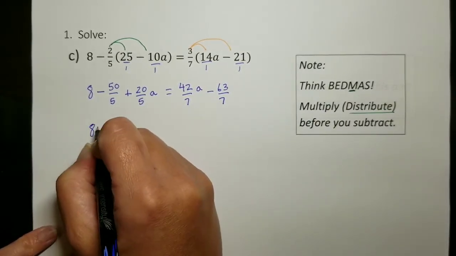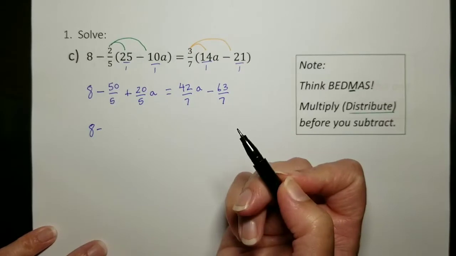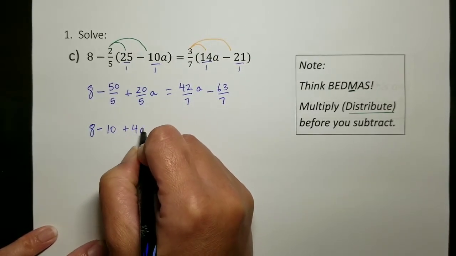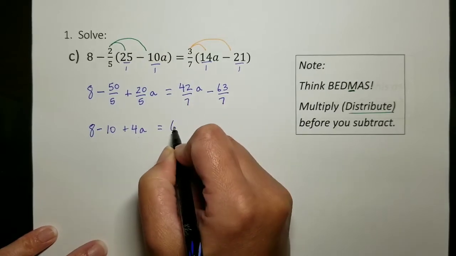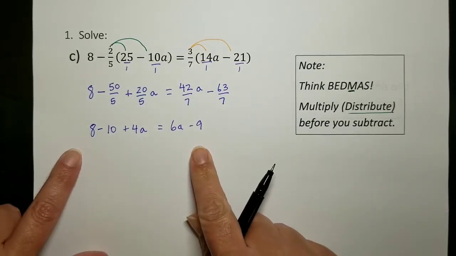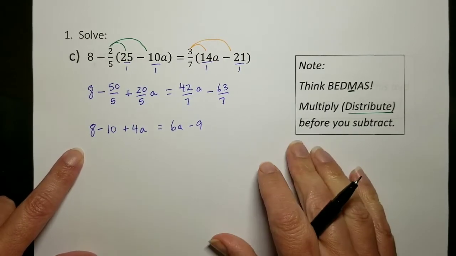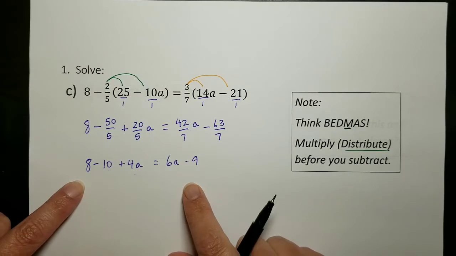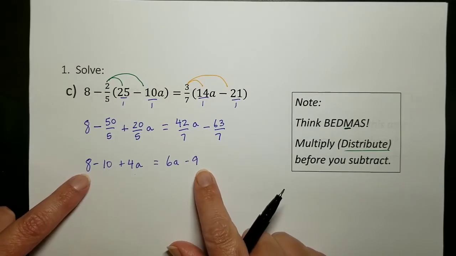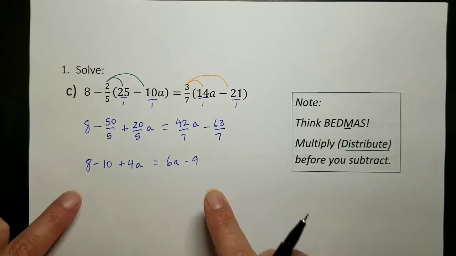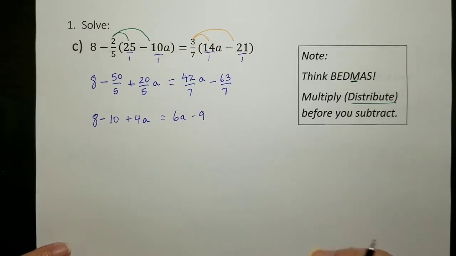Now, 8 minus 50 over 5 is just 10. 20 over 5 is just 4a. This is 6a minus 9. So we end up with a much nicer solution, and sometimes when you have fractions, you may multiply and get rid of the fractions all by itself. If we still had fractions here, we would do the multiply by the LCD. But now we're all set to solve.